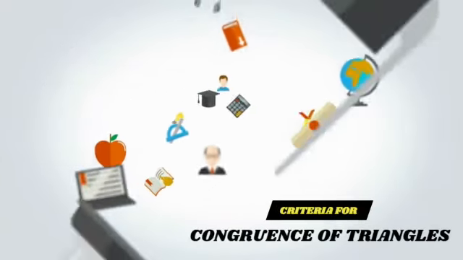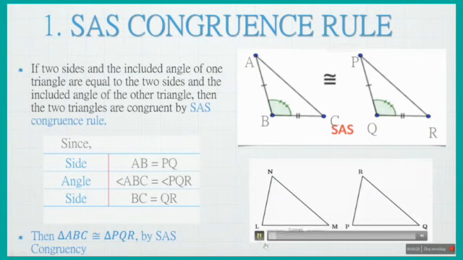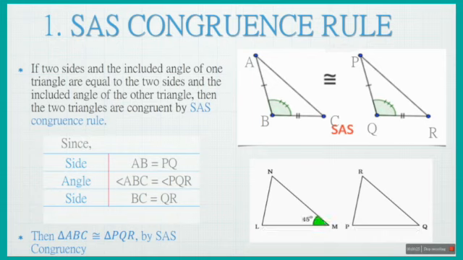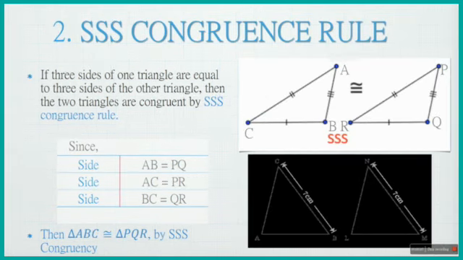The first criteria for congruence of triangles is the SAS congruence rule, which says that if 2 sides and the included angle of one triangle are equal to the 2 sides and the included angle of the other triangle, then the 2 triangles are congruent by side angle side congruence rule. Like in the figure, since AB equals PQ, angle ABC is equal to angle PQR, and side BC is equal to QR, then triangle ABC will be congruent to triangle PQR by SAS congruency.